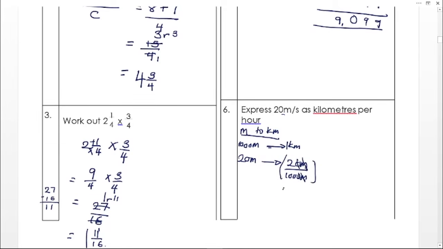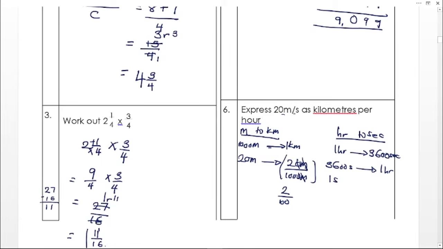My dear learner, keep the fraction. So we have 2 out of 100. Now after that, we are going to change our seconds to hours. The leading statement, 1 hour has 3,600 seconds. But this time we are changing from seconds to hours. So we are going to say 3,600 seconds are equivalent to 1 hour. How about our 1 second? Because they are saying per second.